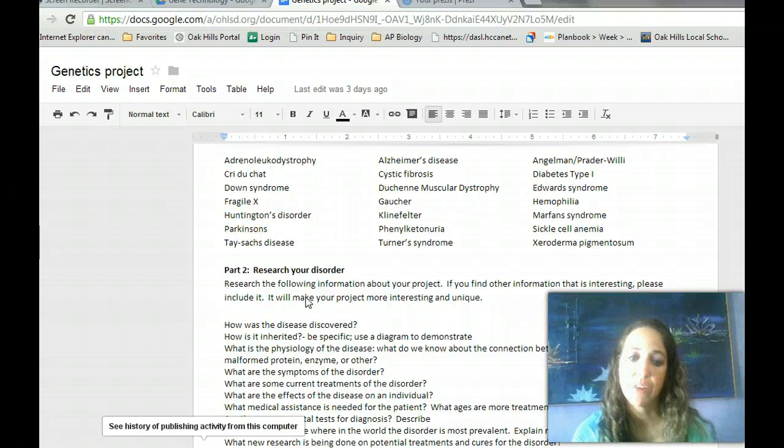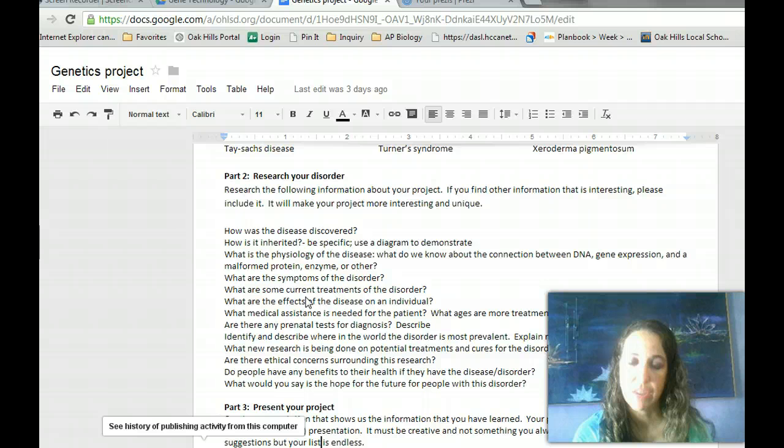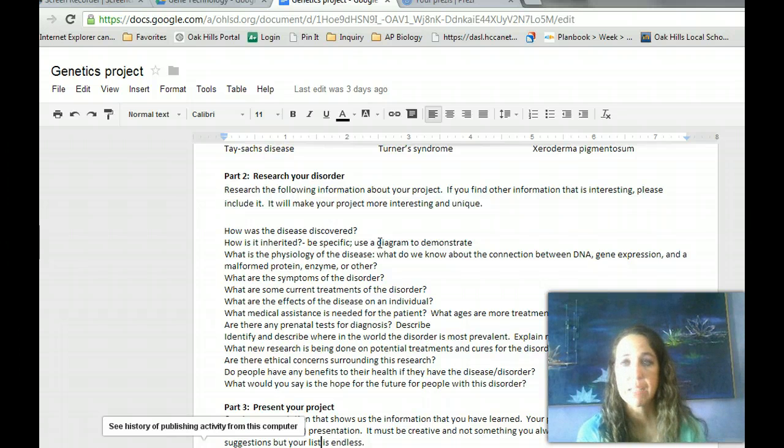We're putting together lots of things that we have learned about DNA and genetics throughout this whole quarter, putting it all into one thing. So how was it discovered? Who discovered it, if that's appropriate? How is it inherited? I want you to use a diagram here. That's really important that I want you to use a diagram. So if it's a sex-linked disorder or dominant recessive disorder, you could use a Punnett square. If it is a chromosomal disorder, you can just show me through non-disjunction how that works. And you can probably find diagrams that you can go off of on the internet for that.